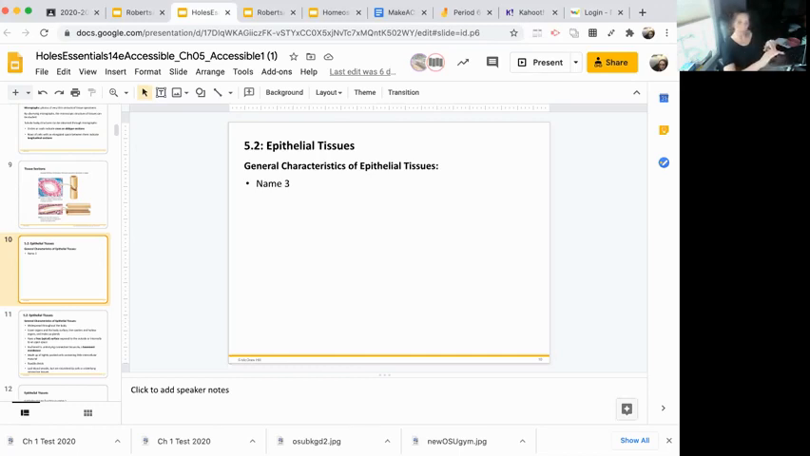Okay, I see acts as a barrier, secretes things, yes, and absorbs. Protects, covers body surfaces, good. So talking about locations. Widespread, yes, this is throughout your body. It's all over, your skin is epithelial tissue, and then anything that's lining a blood vessel, anything that's lining an organ, all of those are also epithelial tissues.